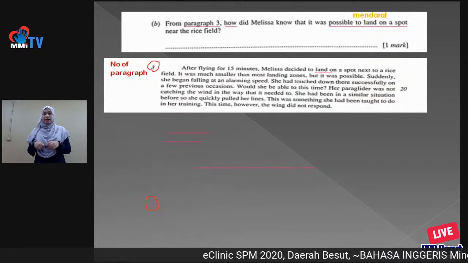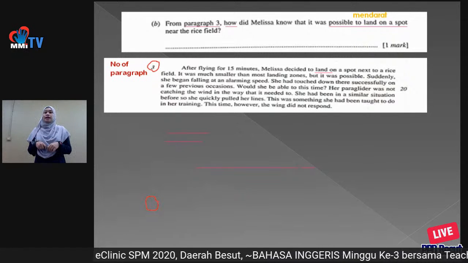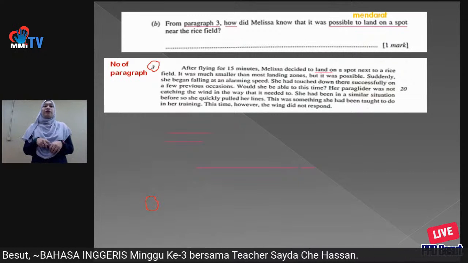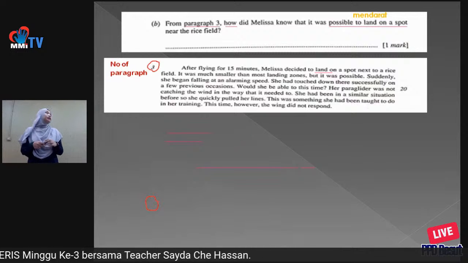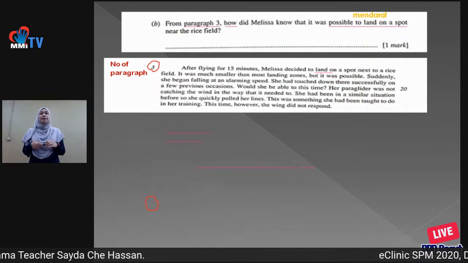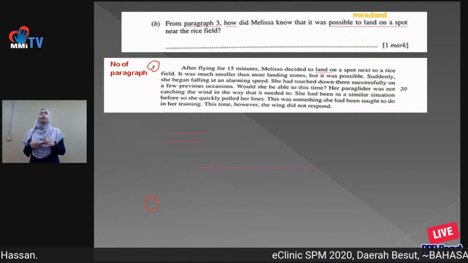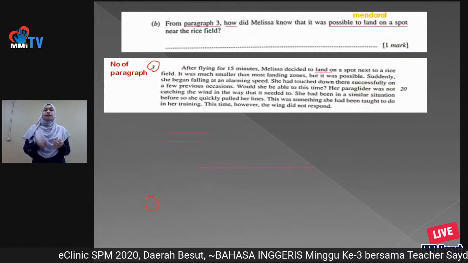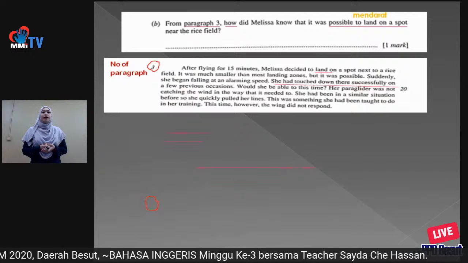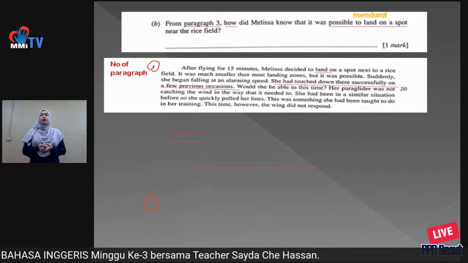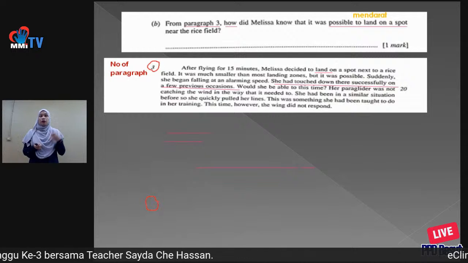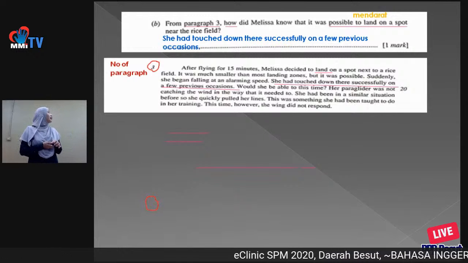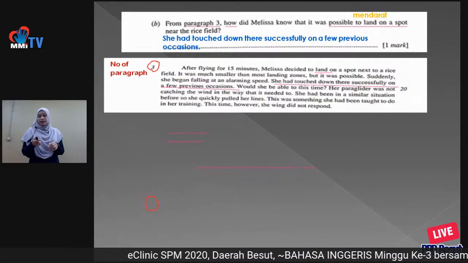Okay. And then the next sentence. She had touched down there successfully. You know the meaning of success kan? Berjaya. Okay, on a few previous occasion. Okay, this is actually the reason, this sentence. Okay, sebab dia pernah mendarat dah. Okay, she had touched down there. Dia pernah dah mendarat kat situ sebelum ni and success. Okay, so this is actually the reason. Okay. Why Melissa know that it was possible to land at the spot, although the spot is much smaller. Okay, so we copy them over there. Okay, copy the whole sentence.